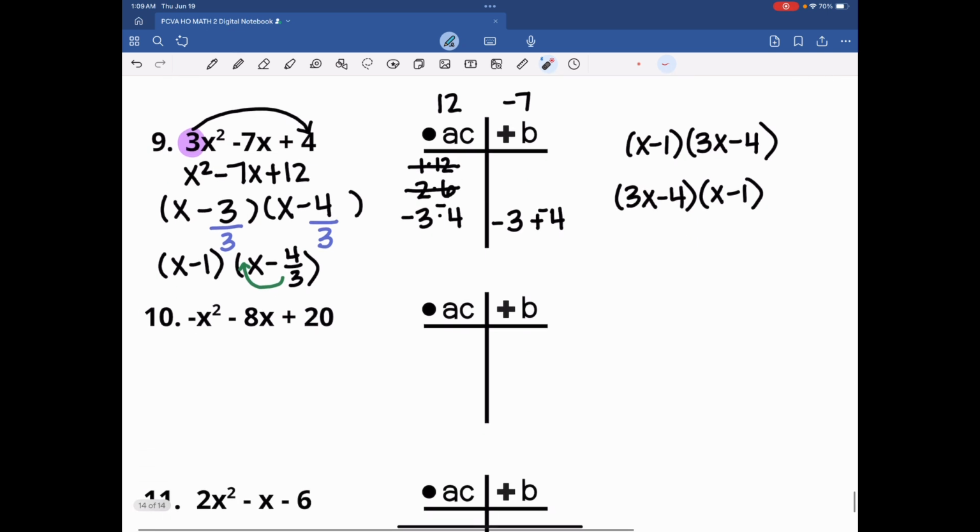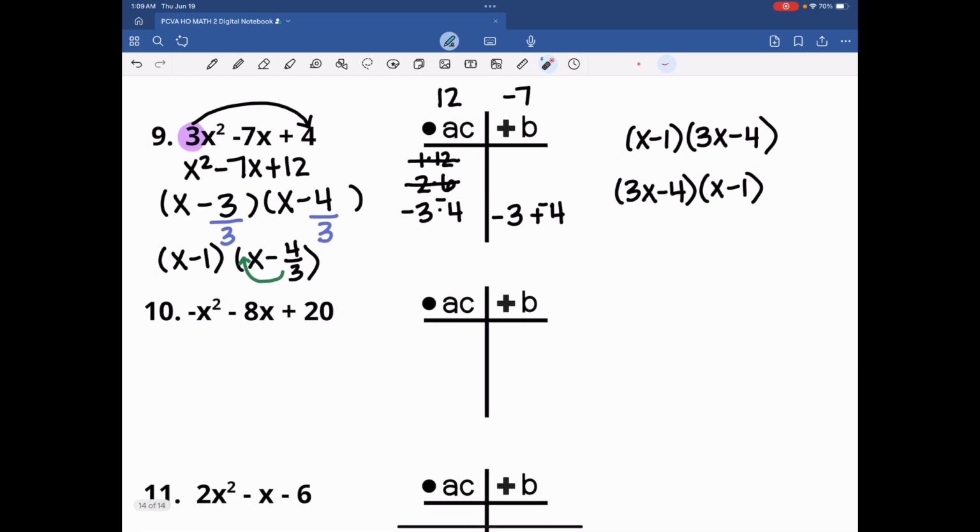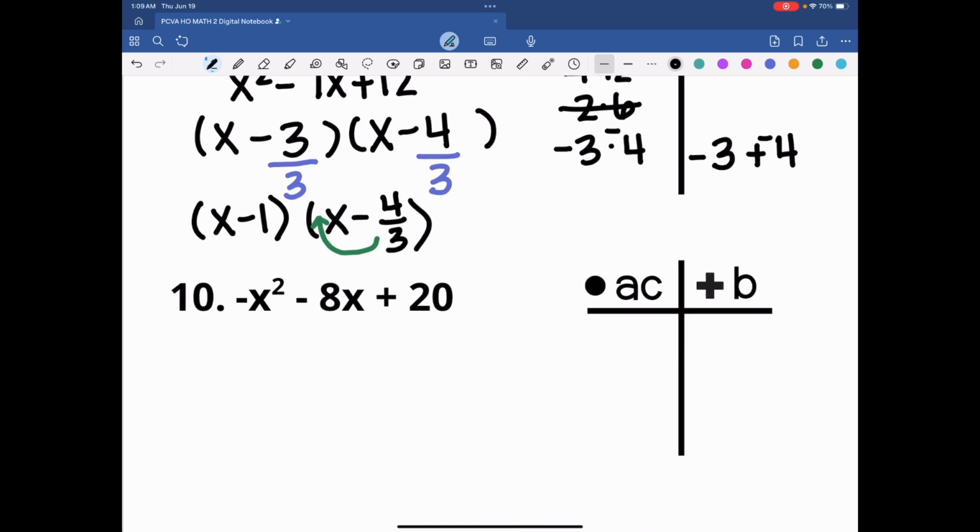Okay? All right. So for number 10, we're going to go through this process again. So I have -x squared minus 8x plus 20. Right now it doesn't look like we have a GCF because I have a 1, a -8, and a 20. However, that negative in front is drawing my attention to the fact that I'm going to take that out as a GCF because I have that negative leading coefficient. So whenever you have that negative, make sure you pull it out in front of the problem and divide it out.